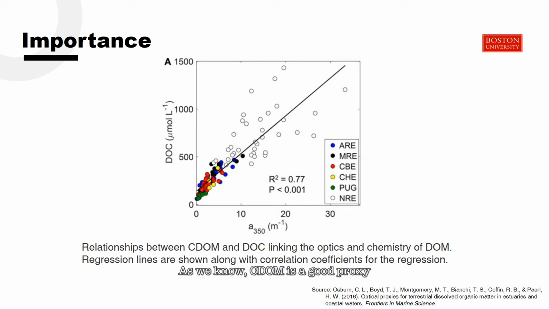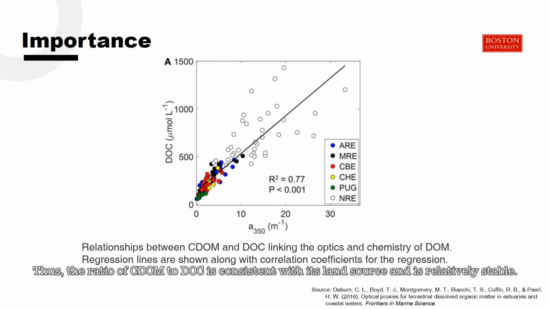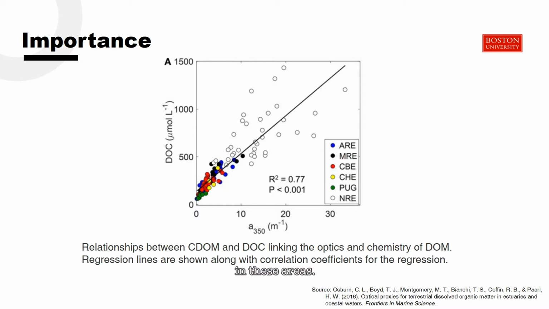As we know, CDOM is a good proxy for dissolved organic carbon in the coastal area. This is because these areas are heavily influenced by chromophoric carbon input. Thus, the ratio of CDOM to DOC is consistent with its land source and is relatively stable in this area.